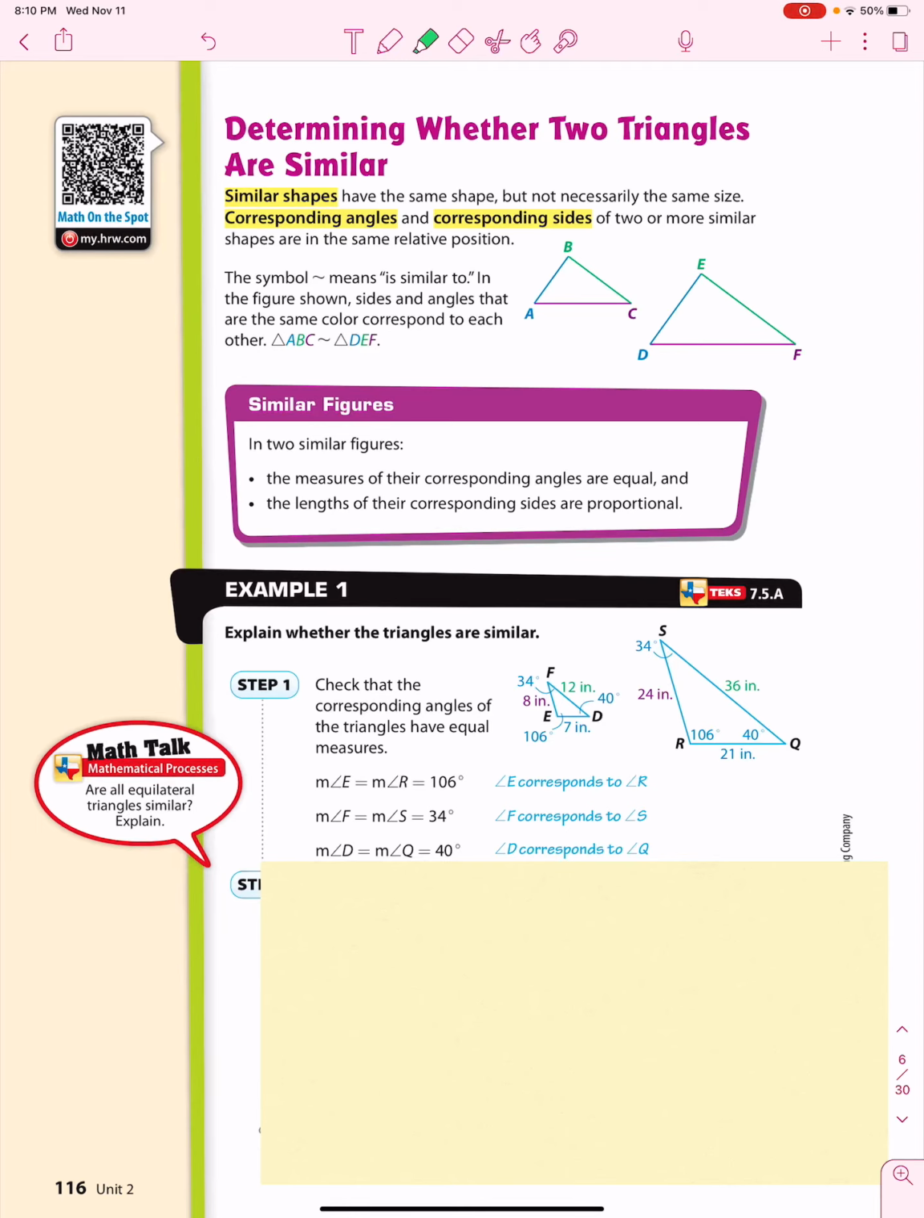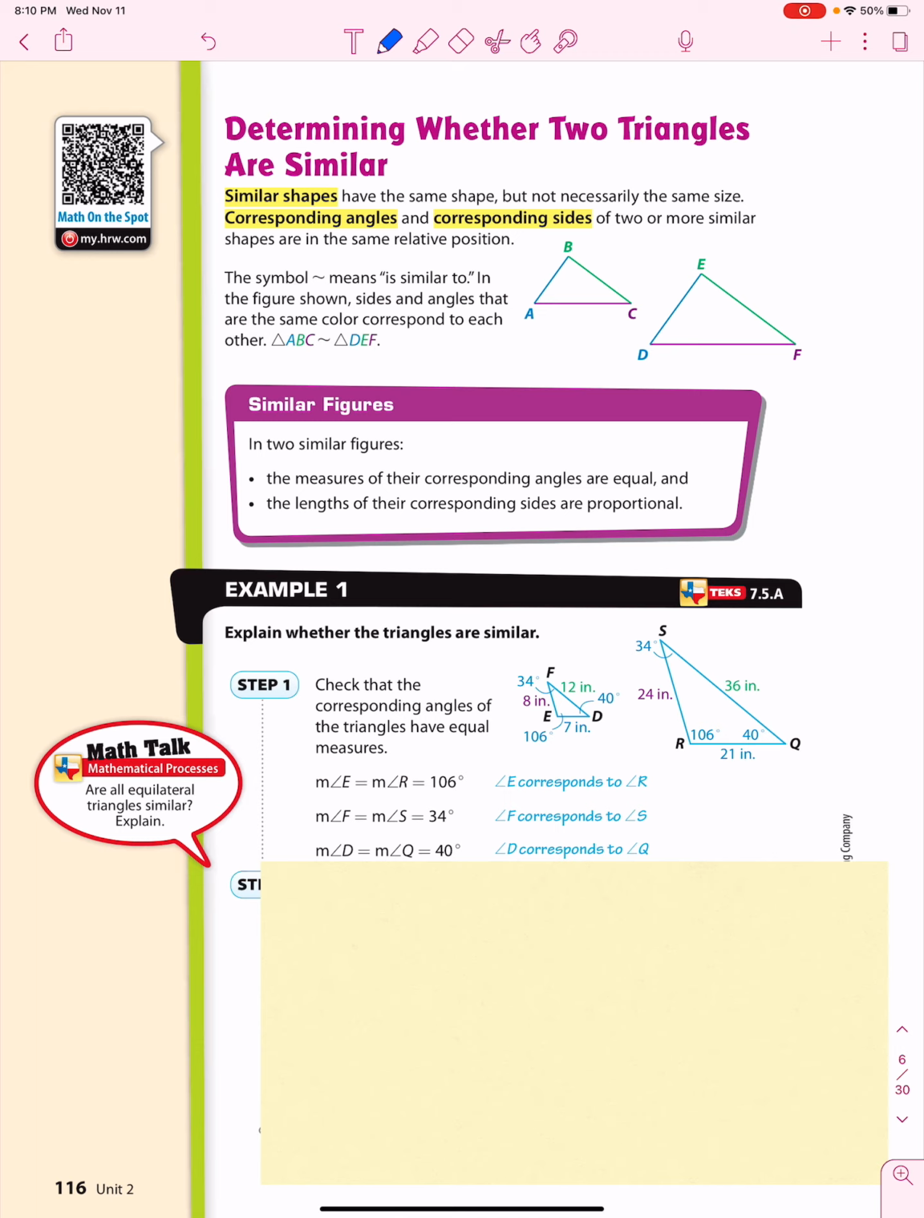When we are trying to decide if two triangles are similar, there are two main things that we look at. The first thing that we're looking at is to see whether our corresponding angles are going to be equal.